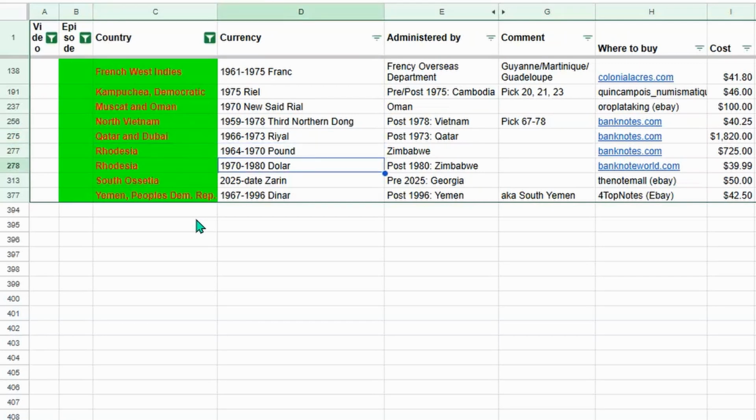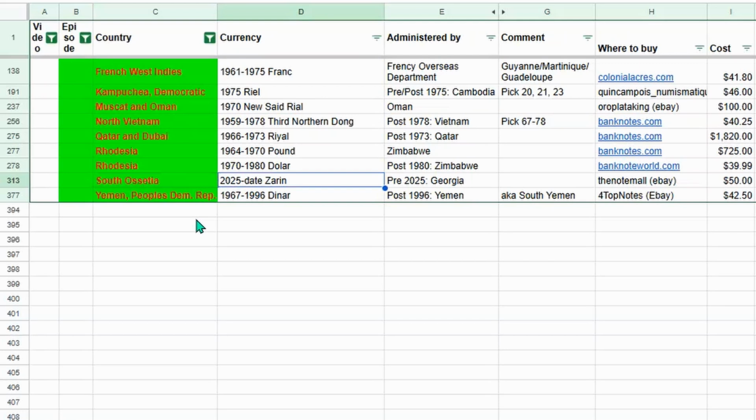And from 1970 to 1980, the dollar. Rhodesia got renamed after 1980. They became Zimbabwe. South Ossetia. South Ossetia is a breakaway part of Georgia, and in 2025 they produced some currency.